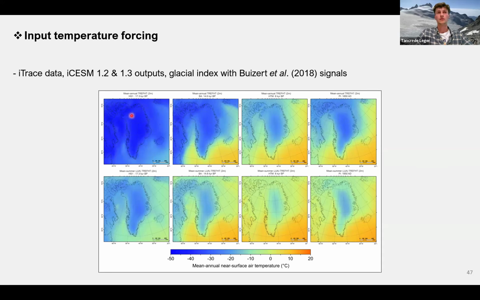And what you end up with is continuous data spatially and temporally. For example, here we have mean annual temperature at the top and summer temperature at the bottom. I've just highlighted different time slices. So we have Heinrich Stadial 1, 17,000 years ago, Bølling-Allerød, 14.6 thousand years ago, Holocene thermal maximum, 6,000 years ago, and then the pre-industrial era. You have the same at the bottom for summer temperature. So yeah, here it's interesting to see that around Greenland, according to this data, we had mean annual temperatures of around -40 to -50 degrees during Heinrich Stadial 1.